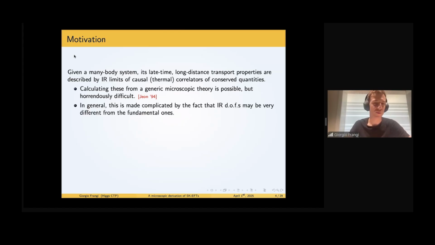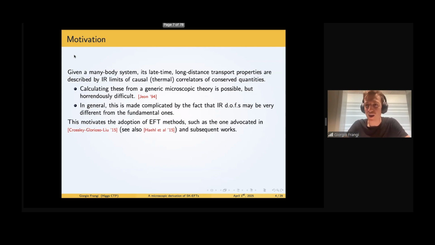What makes this even more difficult sometimes is that it may be very, very hard to know what the correct infrared degrees of freedom of a theory actually are, because in the RG flow that connects you to the fundamental theory, to what actually describes the long distance physics, anything can happen. There can be confinement, there can be emergent degrees of freedom that are collective. So this is very, very difficult.